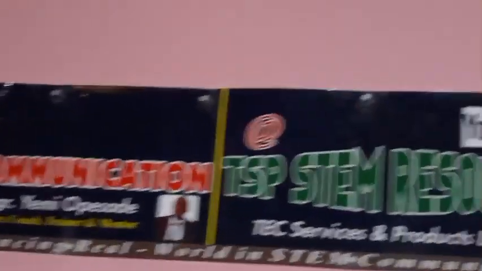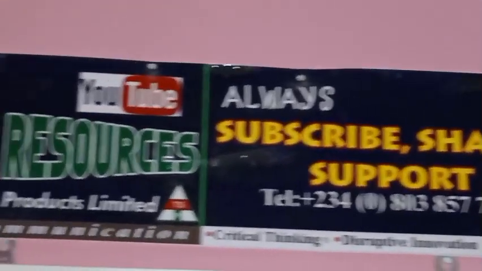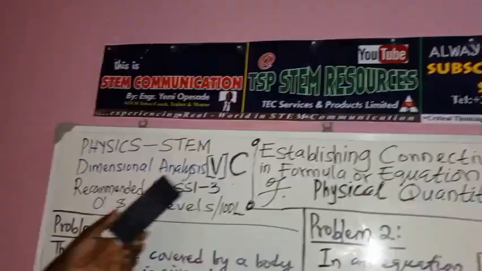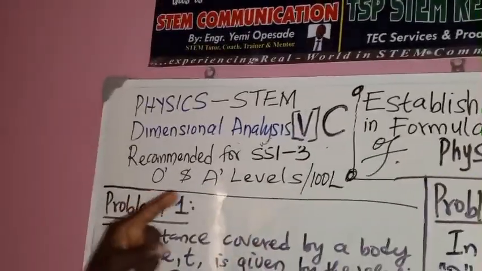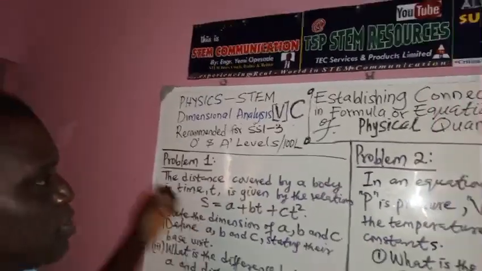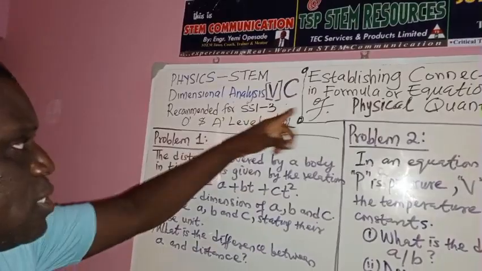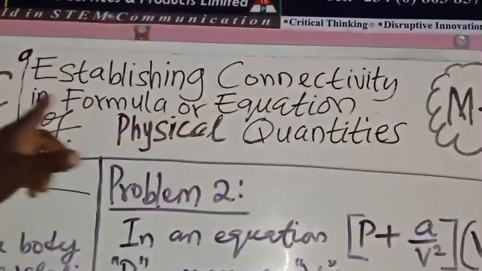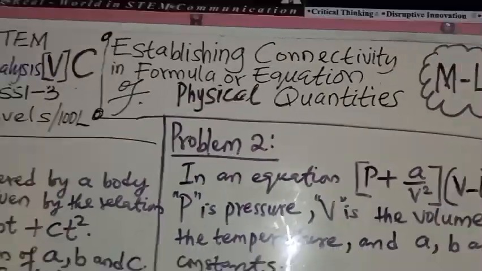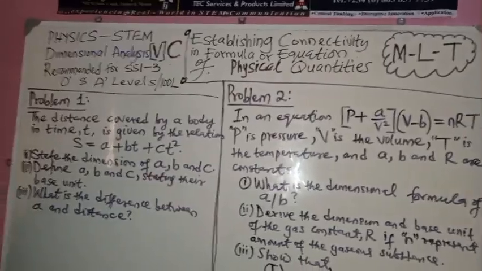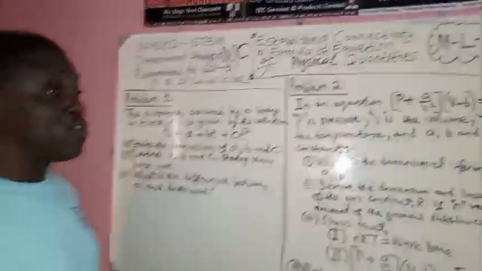Today we are looking at another STEM subject, which is physics, and we are looking at dimensional analysis. Part 5C. We have looked at Parts A and B of the usefulness, importance, or significance of dimensional analysis, which is establishing connectivity in formulas or equations of physical quantities. How physical quantities in STEM are connected in terms of formulas, some of which we have been using from the time we started schooling.